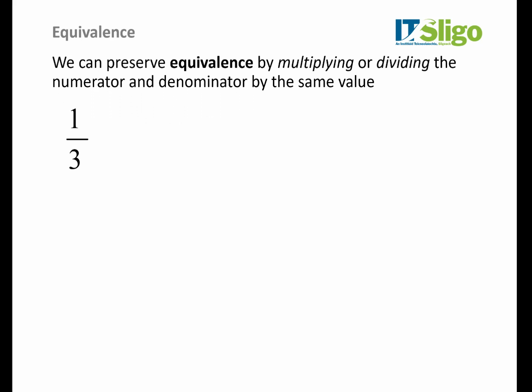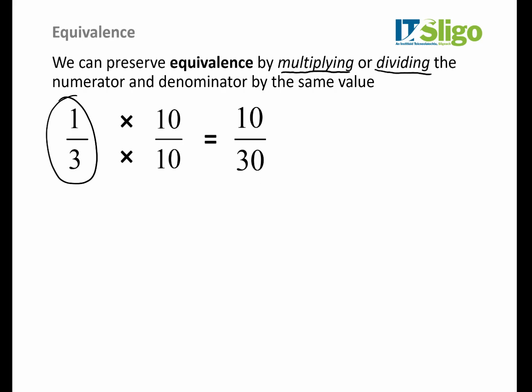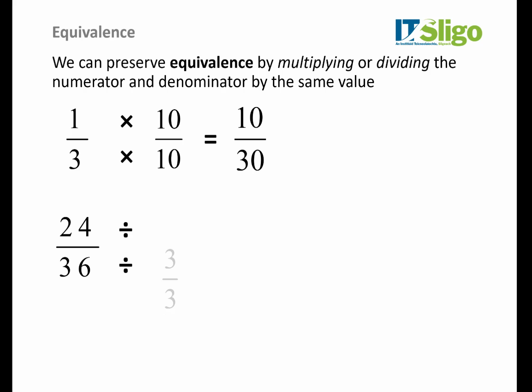So as long as we multiply or divide, we're only allowed to multiply or divide. You're not allowed to add something to the top and add the same number to the bottom. That doesn't preserve equivalence. But as long as we multiply the top and bottom by the same thing, equivalence is preserved. So 1/3 is the same value as 10/30. Similarly, we could divide top and bottom by 3. And that would give us 8/12.